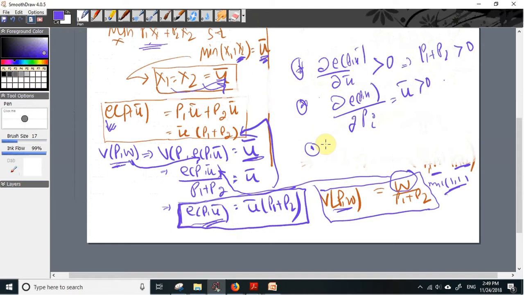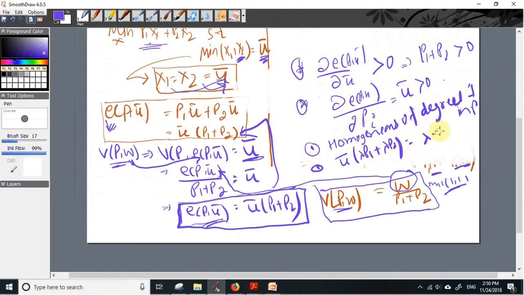The third property is that it is homogeneous of degree 1 in prices. Here if we increase p1 and p2 by lambda, this becomes u bar times (lambda p1 plus lambda p2), which is lambda times the original expenditure e(p, u bar). So this is homogeneous of degree 1.